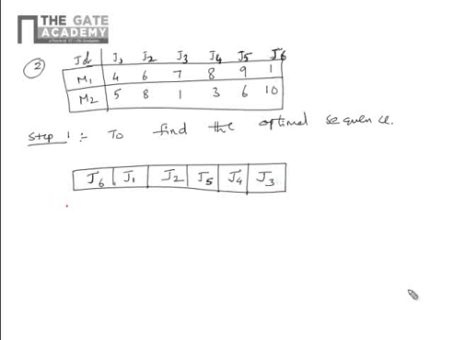The optimal sequence is J6, J1, J2, J5, J4, J3. This is the sequence. If each machine follows it, then it will increase efficiency and reduce the processing time.